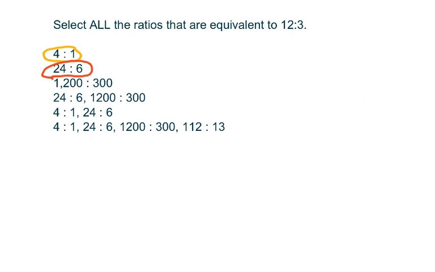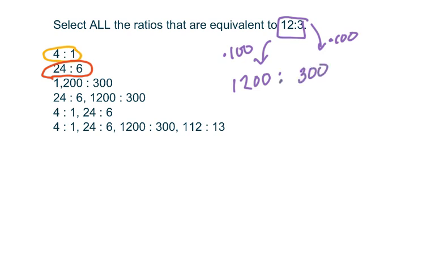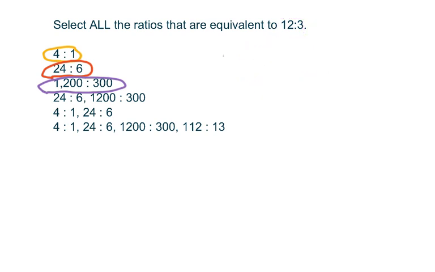When I look at 1,200 to 300, I'm going to refer back to the original ratio of 12:3. And if I multiplied both of those by a factor of 100, I would have 1,200 and 300. So I just found another possible equivalent ratio. So I think I've done the first three that are the ones that I know work.